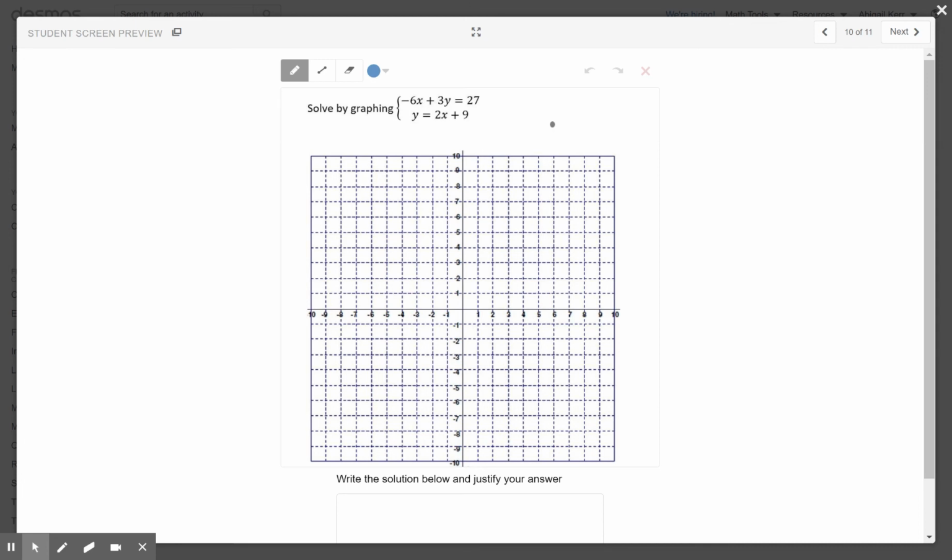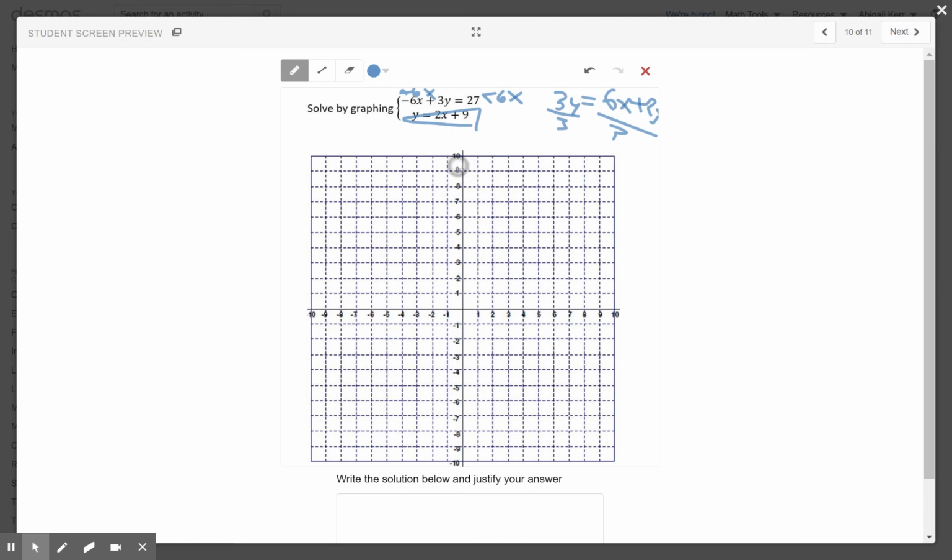All right, and lastly, I'm going to add 6x to both sides because that's the opposite of negative. So then you're going to have 3y equals 6x plus 27. And then divide everything by 3. And what you're going to notice, it's the same as this.